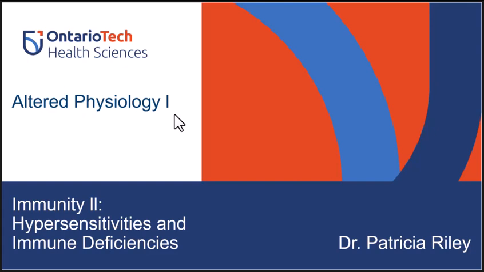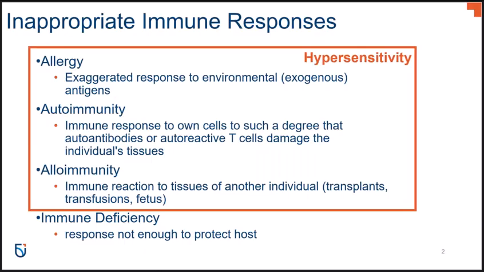In today's lecture, we're going to be covering the second part of our immunity topic, looking specifically at hypersensitivities and immune deficiencies. We're going to start by looking at hypersensitivities, and I'll define hypersensitivity first. So hypersensitivity is an altered immunological response to an antigen that ends up resulting in disease or damage to the host. Hypersensitivity reactions can really be classified in one of two ways.